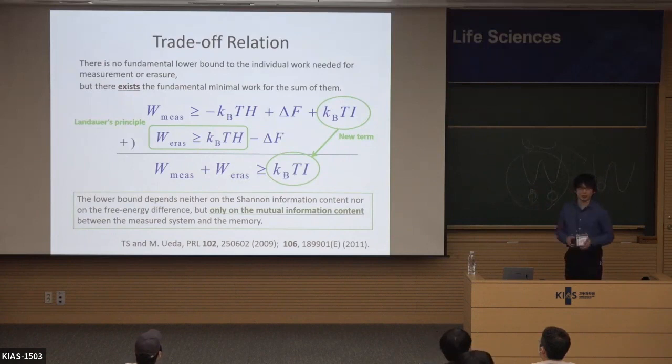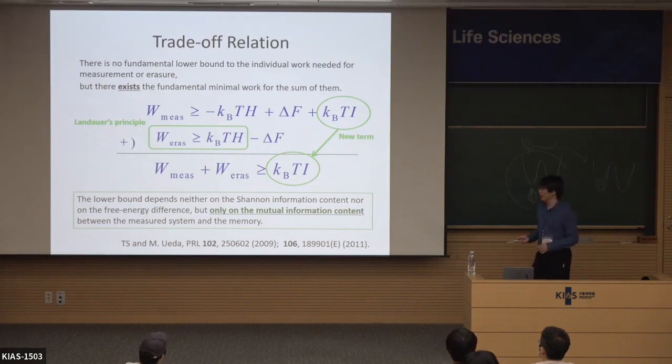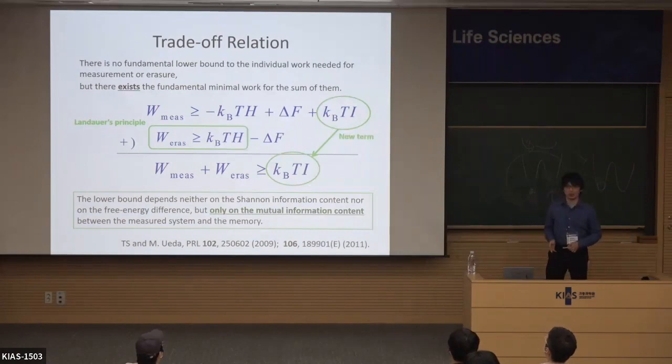But in general, we have only a trade-off relation instead of a specific work cost for erasure or measurement. And the lower bound is given by the mutual information that is obtained by the measurement. So in that sense, this is a kind of modern understanding of how Maxwell's demon is consistent with the second law of thermodynamics.